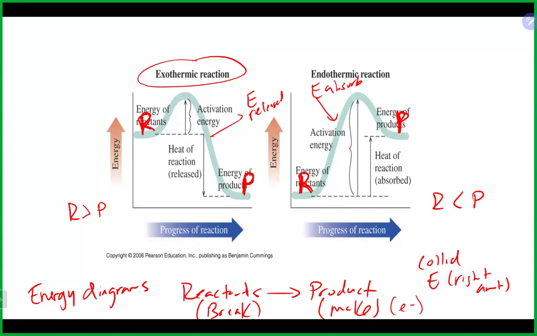So not all collisions where things bump into each other will actually form products. Again, there are two things that have to be met in order for a reaction to take place. Now, when we talk about the amount of energy, that is actually the hill that the reactants have to climb to get to the other side. That is what is known as the activation energy, which is E of A. The activation energy is the energy hill that those reactants have to climb basically to get to the other side.